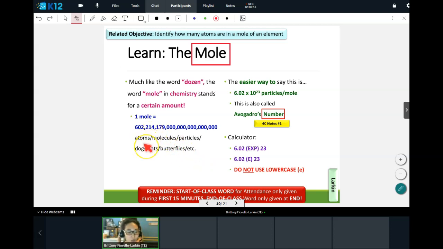Again, this makes sense though when we're talking about things that are really tiny, right? A single atom, you can't even see it even under a microscope. So in order to count atoms, when we have an amount that we can see, it makes sense that it would be a lot of them, okay?